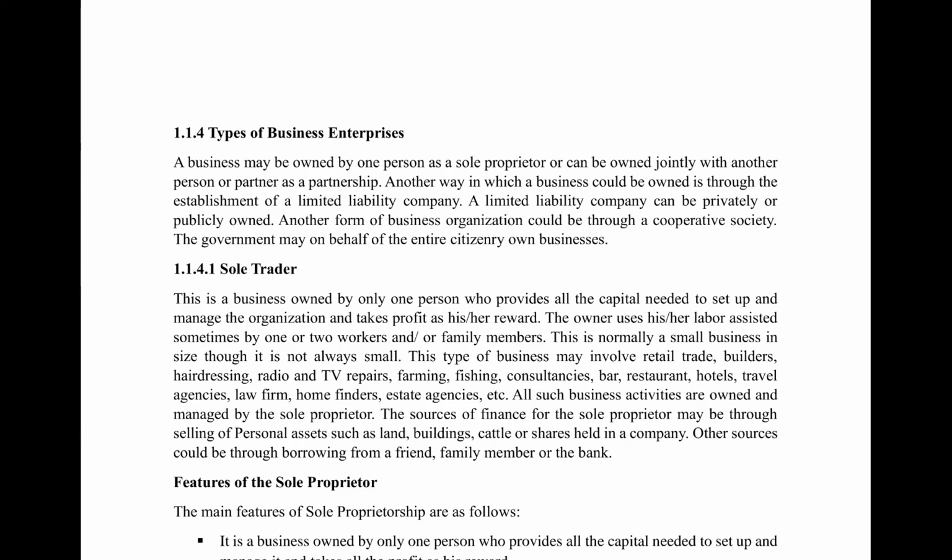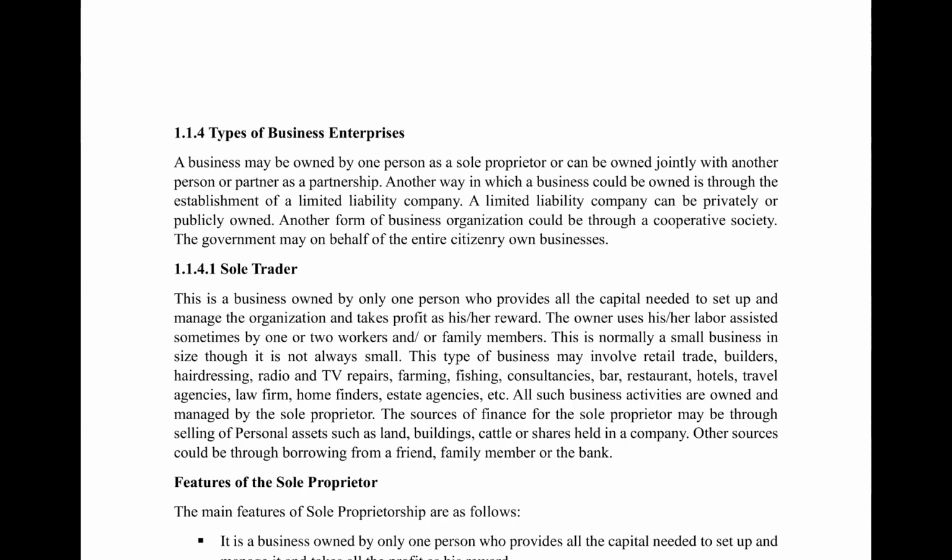Okay, sole proprietorship. Now, a sole proprietorship is a business that is owned by only one person who provides all the capital needed to set up and manage the organization, and he takes all the profit and the loss from the business. The owner will use his or her labor, assisted sometimes with family members, sometimes with two or sometimes one worker. It is normally a small business in size, though it may not always be a small business. The type of business may involve things like retail trading, builders, hairdressing, radio and television repairs, farming, fishing, consultants, bar, restaurant, hotel, among others.